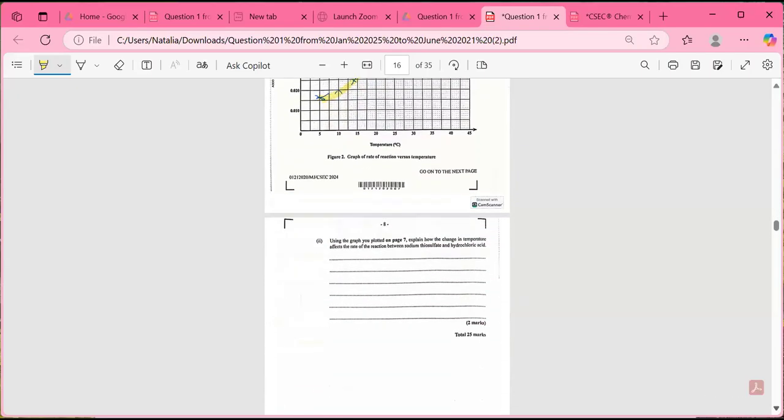And then the last question says, using the graph you plotted on page 7, explain how the change in temperature affects the rate of the reaction between sodium thiosulfate and hydrochloric acid. So as temperature increases, the rate of reaction also increases. So that's it for that.